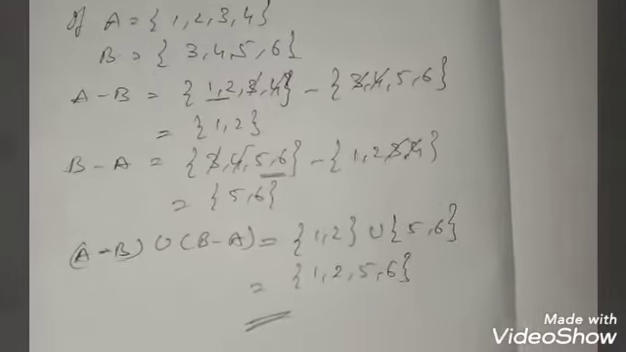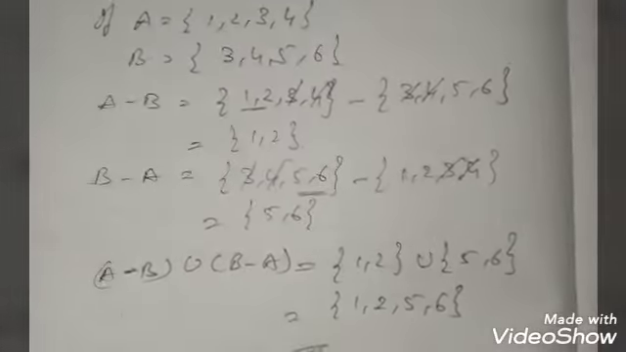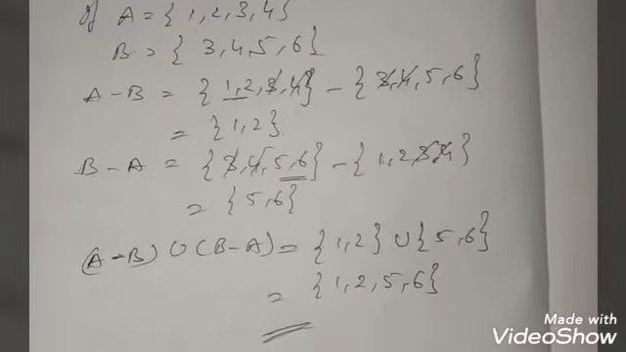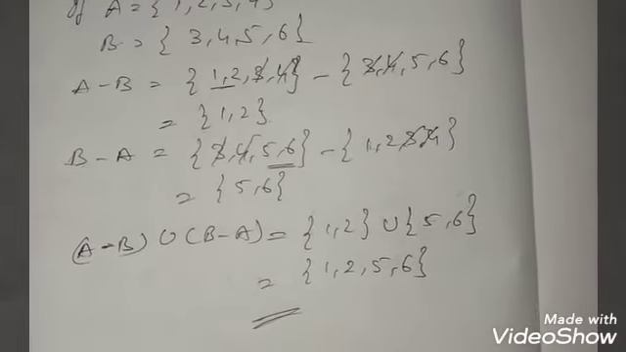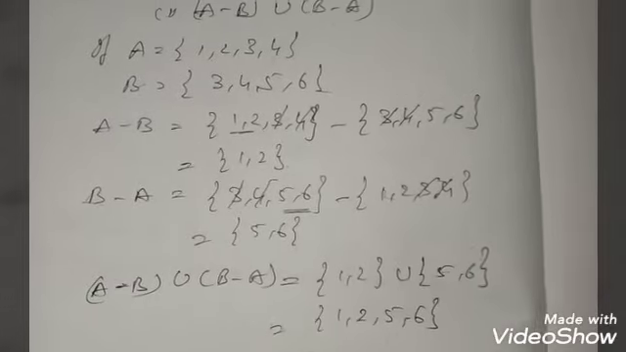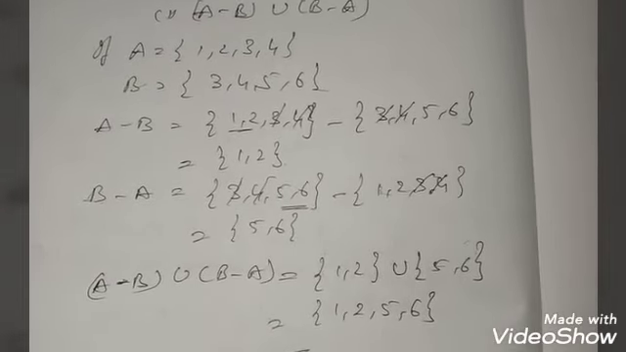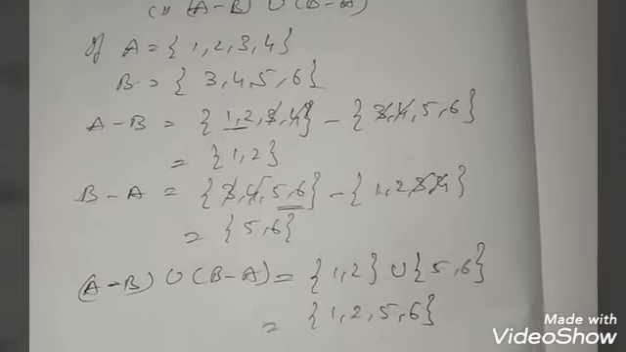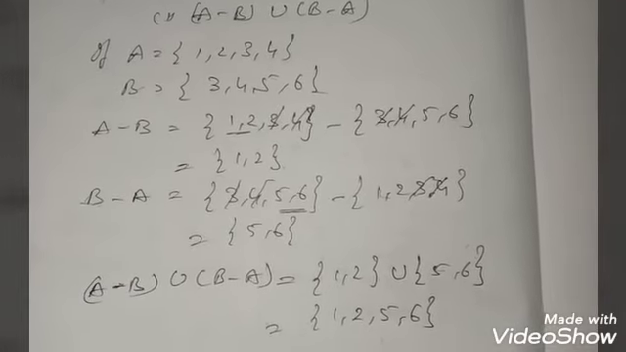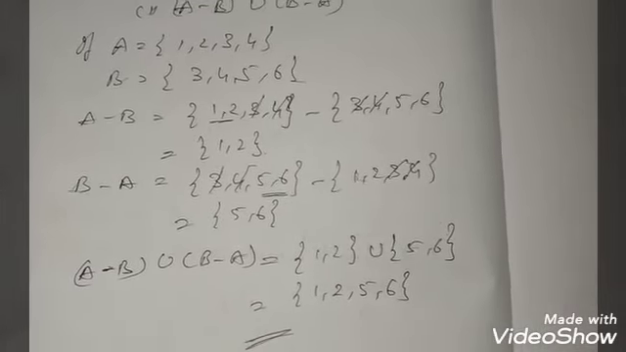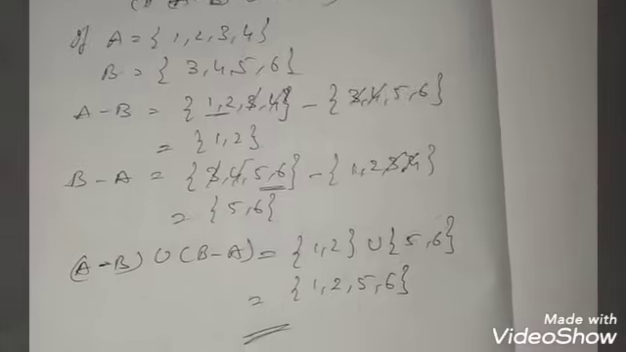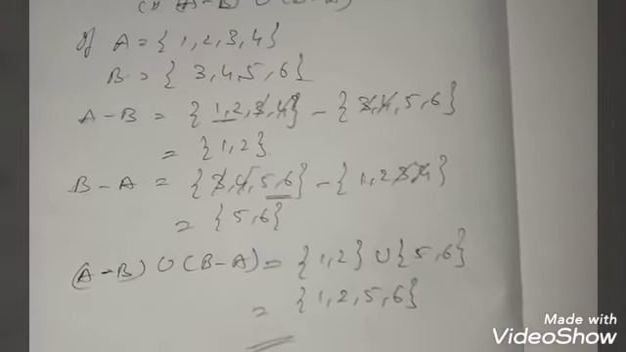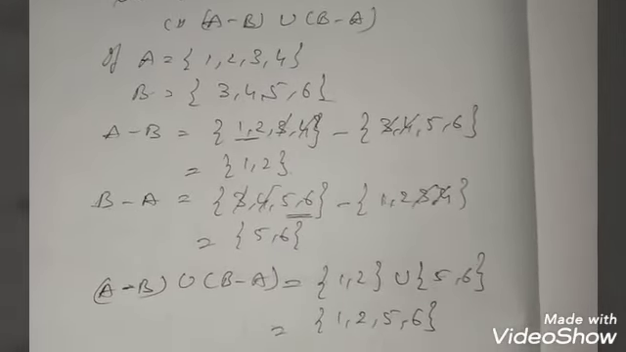So hope today we have completed what is union of sets, what is intersection of sets, what is difference of sets, and what is symmetric difference. Based on these definitions, we have taken some examples and solved. So hope you guys understand these problems and try to do the problems which are given in the textbooks. Thank you.